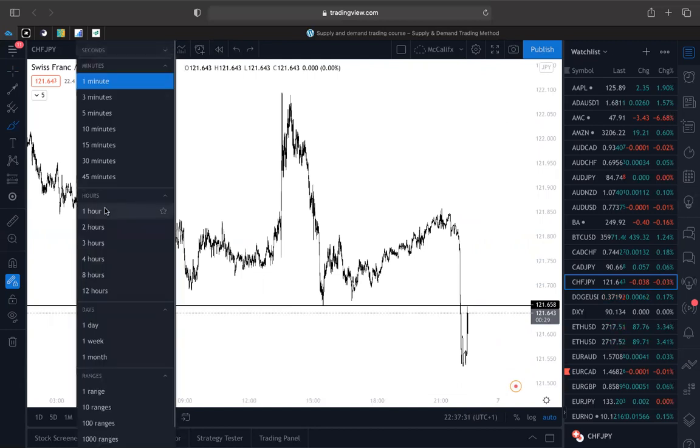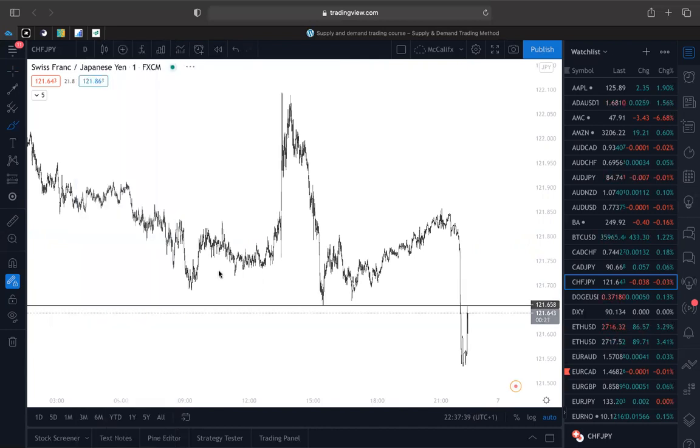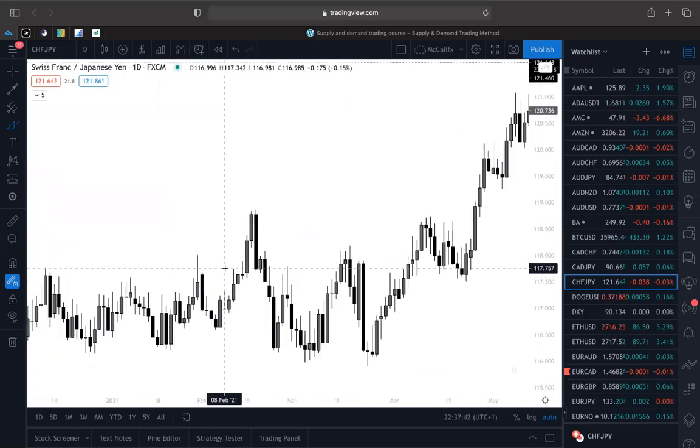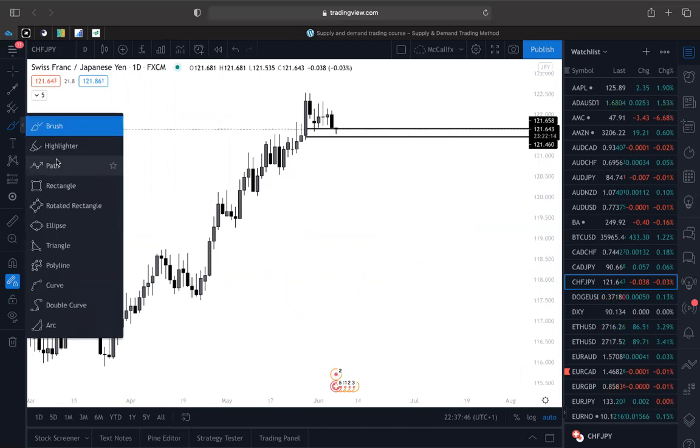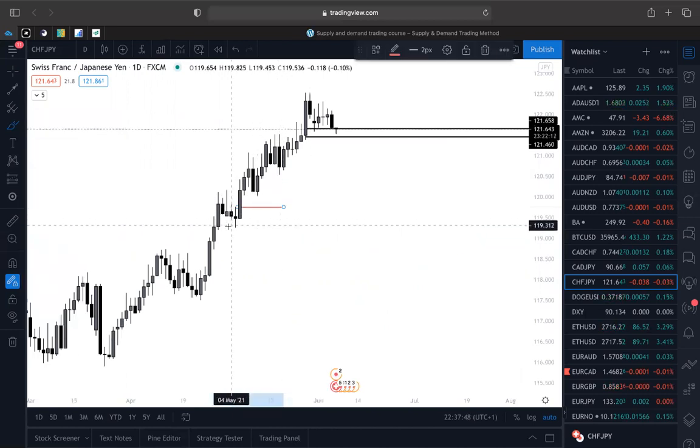Now, where to draw demand and supply levels? Like I said, it depends on which type of trader you are. I'm trying to swing trade, so usually I start with the daily time frame. Once you start with the daily time frame, you see things clear. I'm seeing my first demand zone, which is this order block that I have right here. On a lower time frame, you refine your entries and find that perfect demand zone.